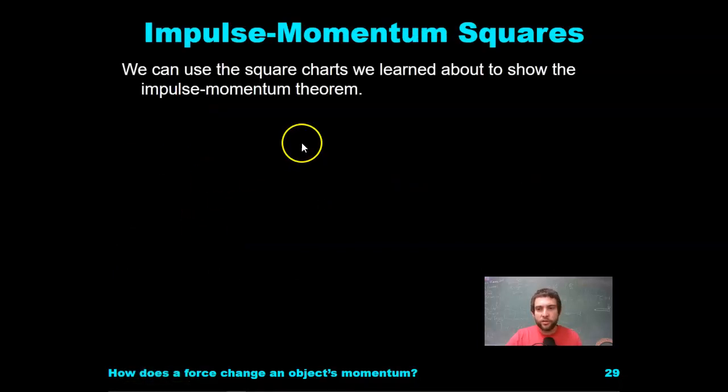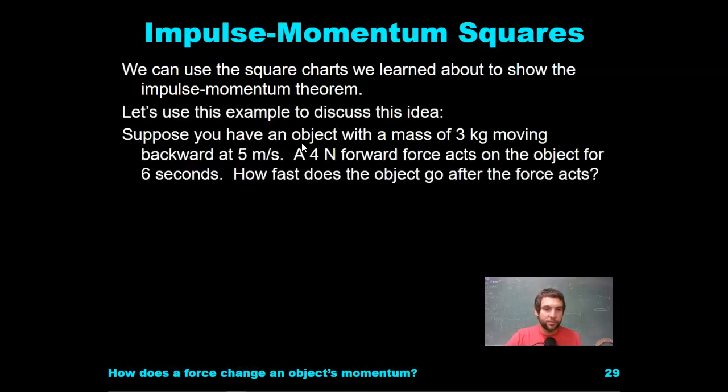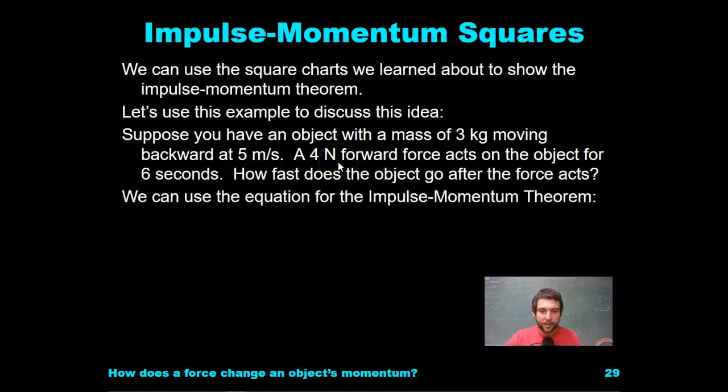We can use square charts we learned about to show the impulse momentum theorem. So here we have an object with a mass of 3 kilograms moving backwards at 5 meters per second, a 4 Newton forward force acting on the object for 6 seconds. How fast does the object go after the force acts?